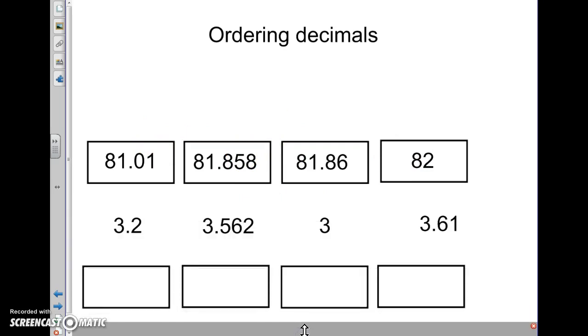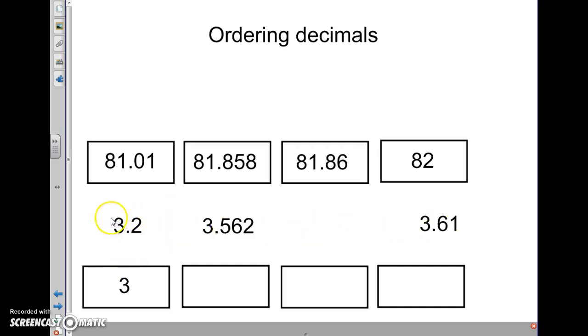Okay, so now we've got the hang of this. We're going to look at this set of numbers here. And we've got 3.2, 3.562, 3, and 3.61. Now, in looking at these, I can tell that all of them have 3 in the ones place. But this one stands out because all of these are 3 and something, right? And a part of a whole. Whereas this one is just 3 with no extra decimal. So that's going to be the smallest of that bunch.